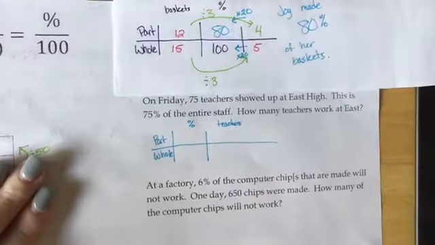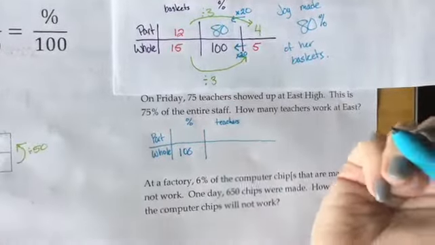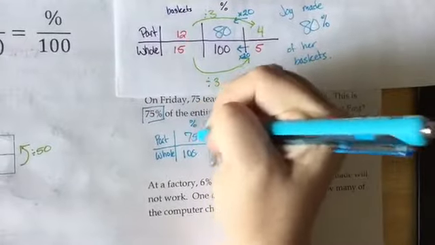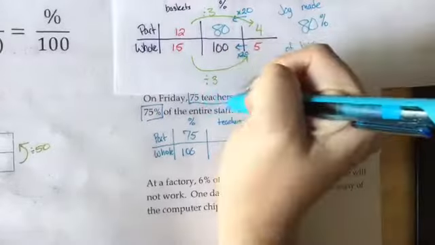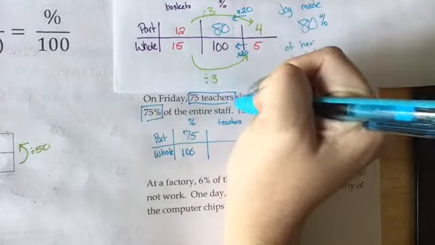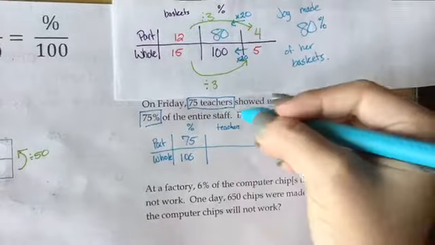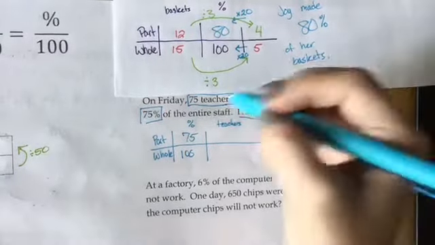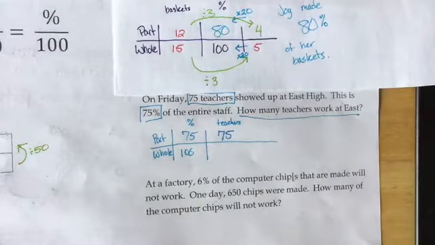So this is percent. I'm going to put 100 because the whole for a percent is always 100. Then they give us a percent. They tell us it's 75%. Then I want to talk about the teachers who showed up. 75 teachers showed up. That means 75 is the part or the whole. Well, in this case, because it said we're looking for how many work at East, that's a total, that makes 75 the part, right?